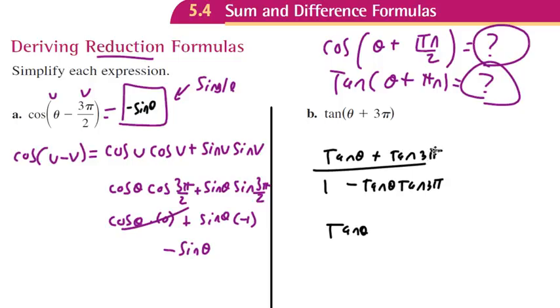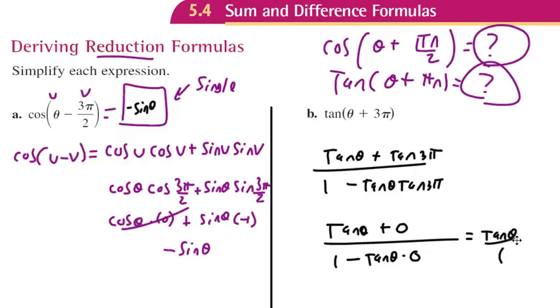Now 3 pi is one full rotation and then back over here on the left side. So that's the point negative 1, 0, so that's 0 over negative 1, which is just 0. So it's going to be tangent theta plus 0, over 1 minus tangent theta times 0. And we already said tangent of 3 pi was 0. So on top we have tangent of theta, and on the bottom here we have 1. So that means this whole thing is equal to tangent of theta. That's a pretty quick one right there.